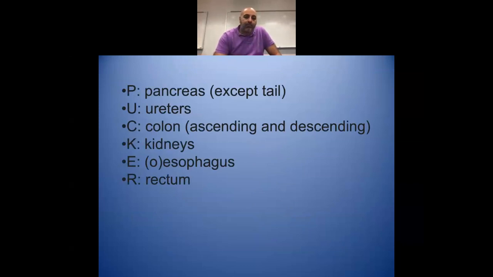And I have a memory tool here. So this is for retroperitoneal organs, PUCKER. It's a good little memory tool. At least you knock some of them out quickly. Okay, so pancreas, ureters, colon, kidney, esophagus, and rectum.